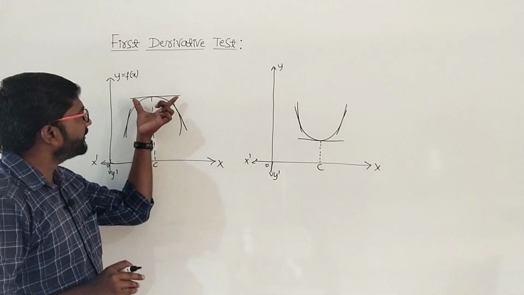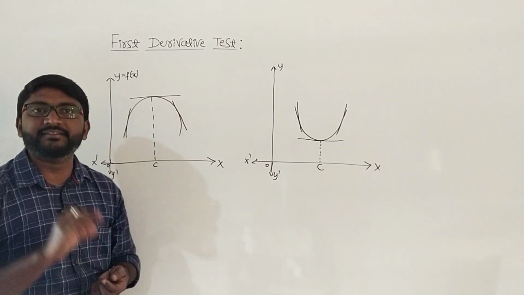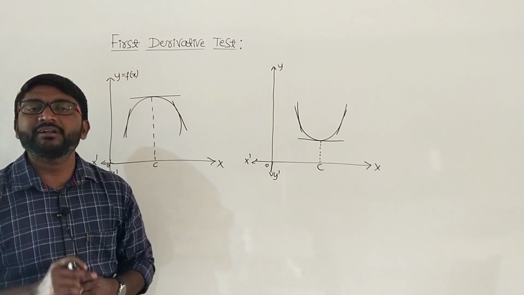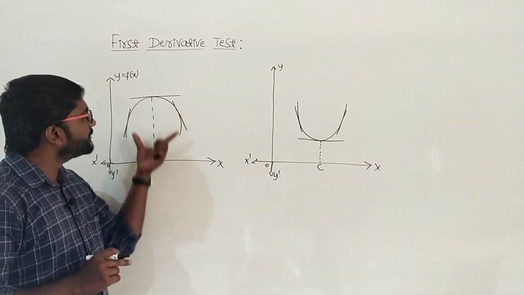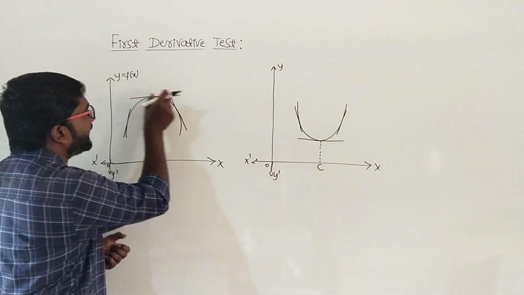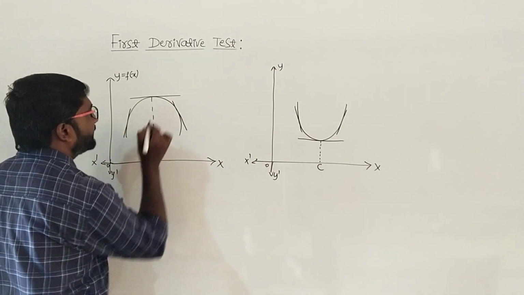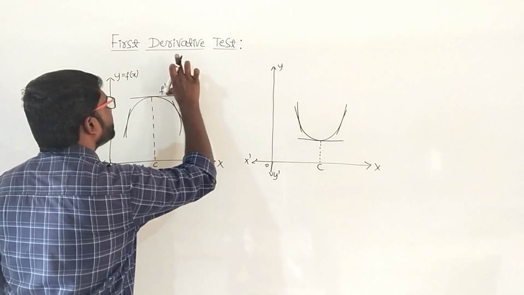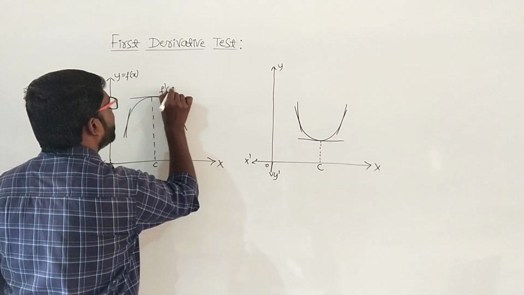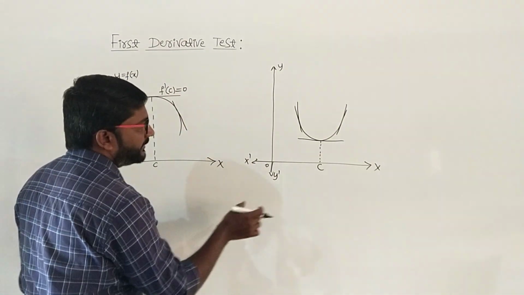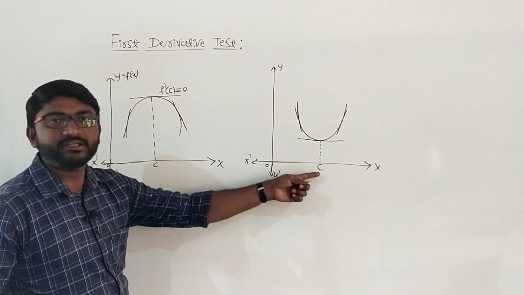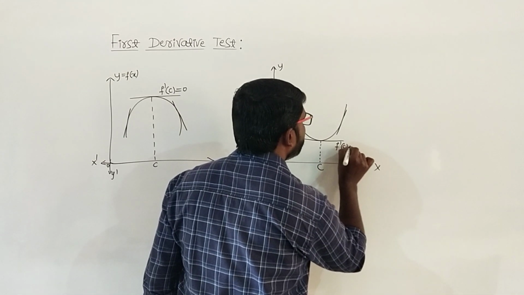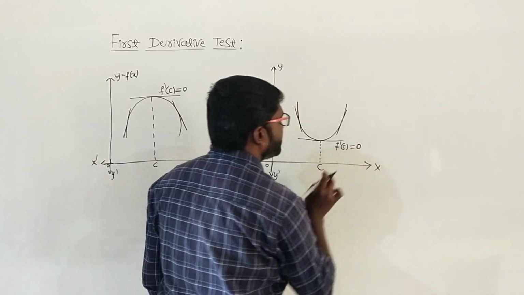Whenever a tangent is parallel to the x-axis, the slope is going to be 0. This we have already discussed in tangents and normals introduction. When the line is parallel to the x-axis, the slope of this line is 0. What is the point here? It is C. That is why f dash of C is going to be 0. Similarly, this tangent is parallel to the x-axis, therefore the slope of this line is also 0. f dash of C is 0.